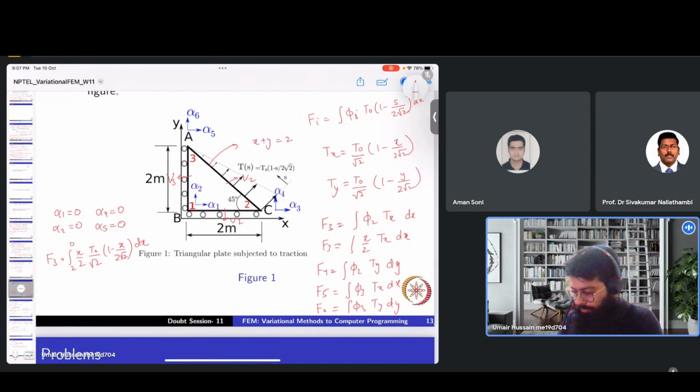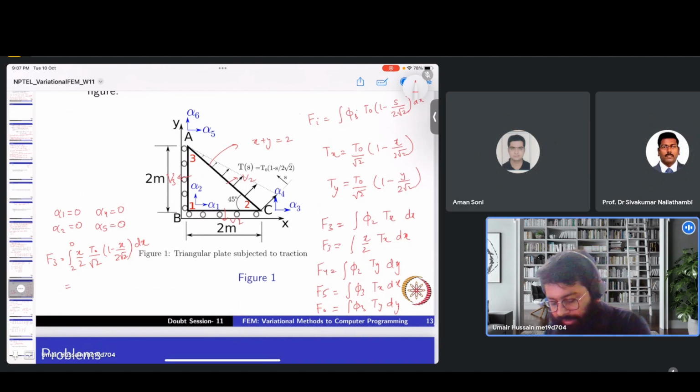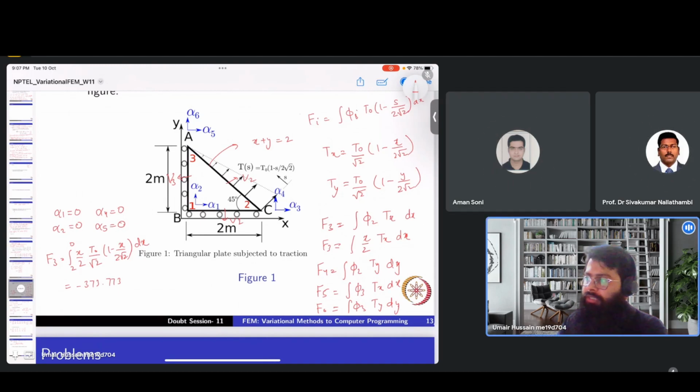T limit is 2 to 0. It's minus 373. What's the answer? Minus 373.773. One sec. No, it's wrong. F3 is... okay. No, but still the answer is wrong, because there is an expression written here: F3 equal to x into T naught, and the value of x is 0.63 to 0.67. 0.63 to 0.67, yes. Even with sign, it doesn't matter, right? We change the sign.